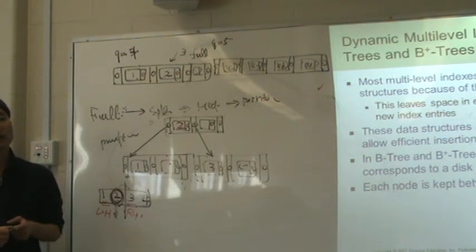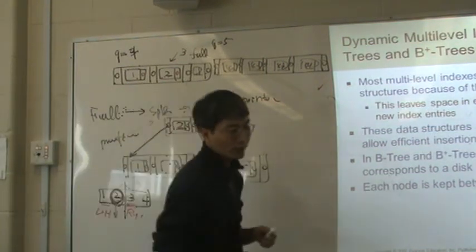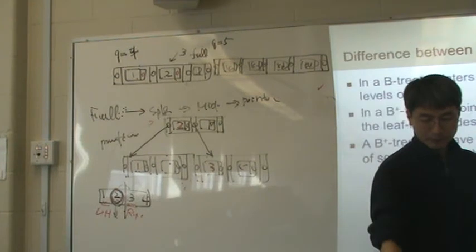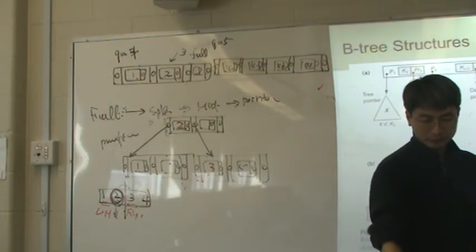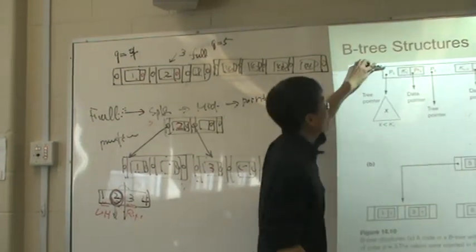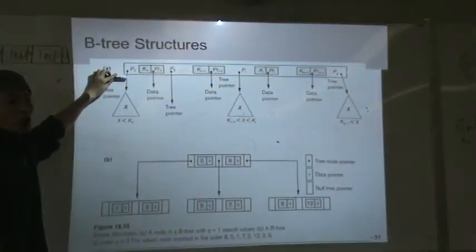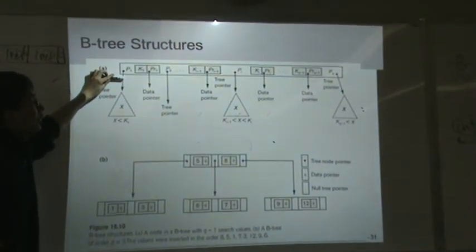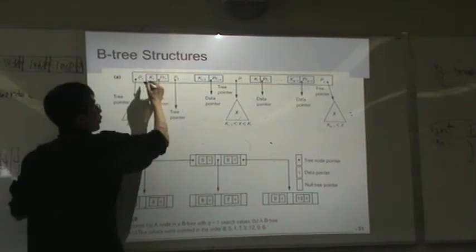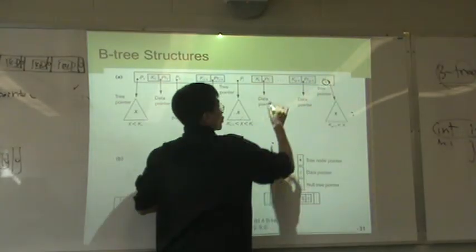Okay? So let's take a look at the example. Okay? So first, this is a node structure in general case. Okay? In this case, Q. How many children pointers?